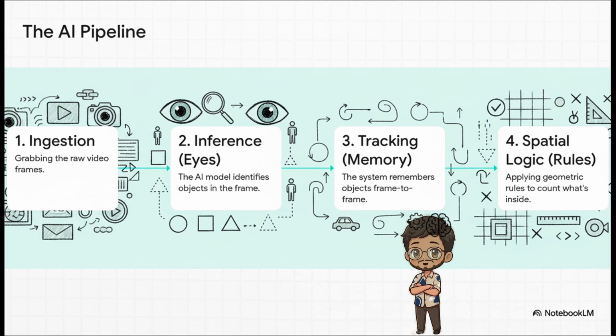It's really cool. So step 1 is ingestion. That's just grabbing the raw video frame by frame. Step 2 is inference. This is the eyes of the system. It's the AI model that actually sees and identifies objects. Then step 3, tracking. This is the memory. The system has to remember objects from one frame to the next so it doesn't get confused. And finally, step 4, spatial logic. These are the rules. This is where the system applies our geometry to figure out what's in the zone. So think about it. See, identify, remember, and then decide. It's a pretty logical flow.